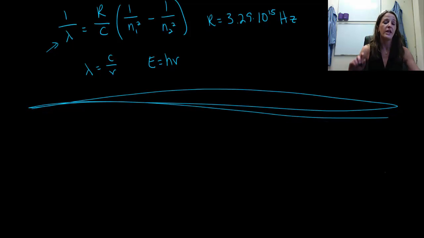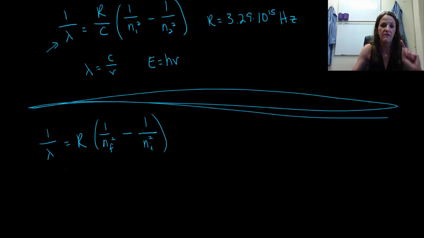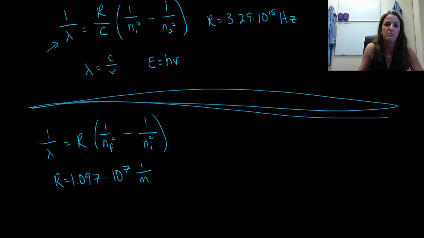So for this one, we had 2 different equations. So I'm going to write both of these up right now. So we had 1 over lambda is equal to R times 1 over NF squared. That matters, okay? NF, so N final, minus 1 over N initial squared. In this specific equation, we have an R value where R is equal to 1.097 times 10 to the 7th, and this is your inverse meters, okay? A very strange unit. I never use this equation, but that's okay. And so here, NF literally means final, and NI means initial.